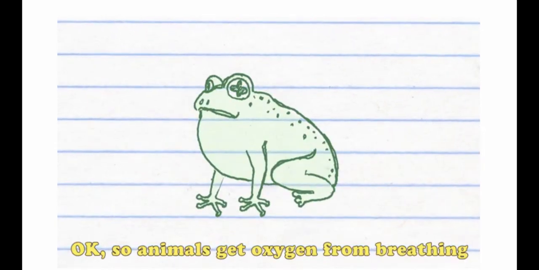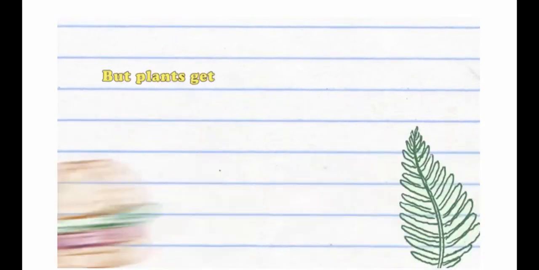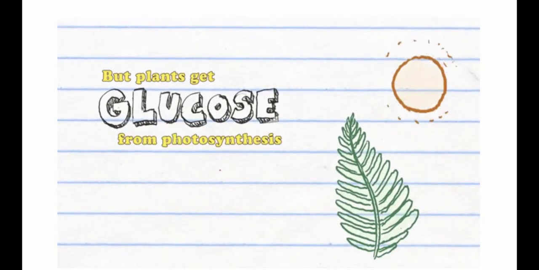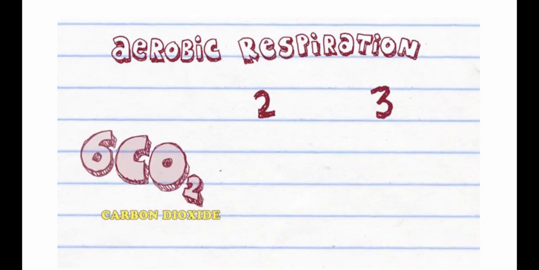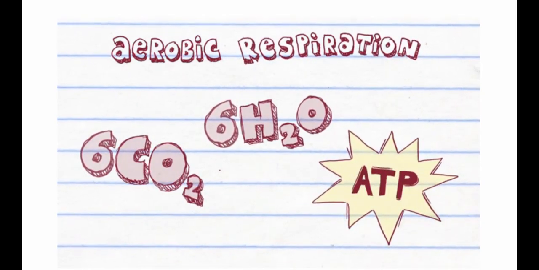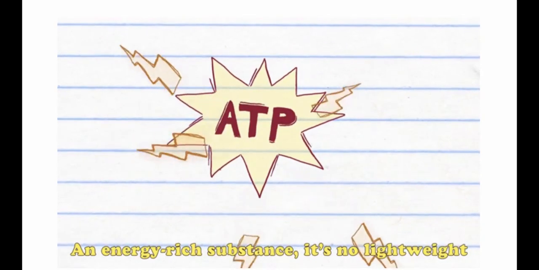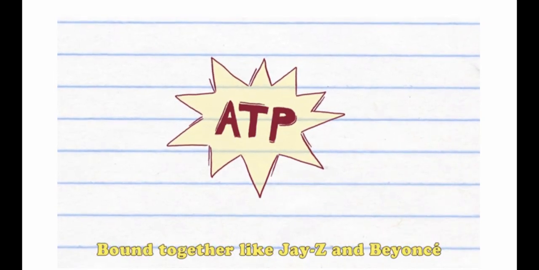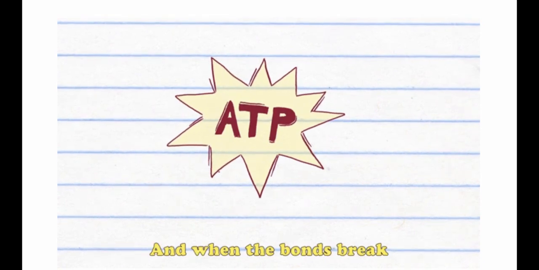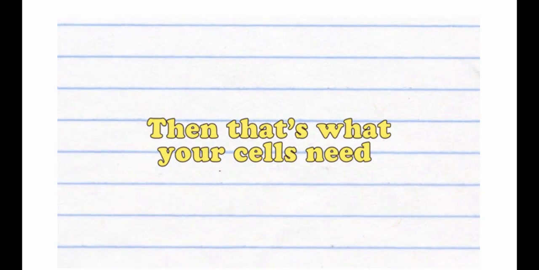Okay, so animals get oxygen from breathing, and glucose comes from the food that we eating. But plants get glucose from photosynthesis. It all depends on what the organism is. Aerobic respiration gives us 1, 2, 3. Carbon dioxide, water, and ATP. ATP is adenosine triphosphate, the energy-rich substance. It's no lightweight. ATP's energy is in its phosphates, bound together like Jay-Z and Beyonce. And when the bonds break, the energy's free. And if you alive and breathing, then that's what your cells need.